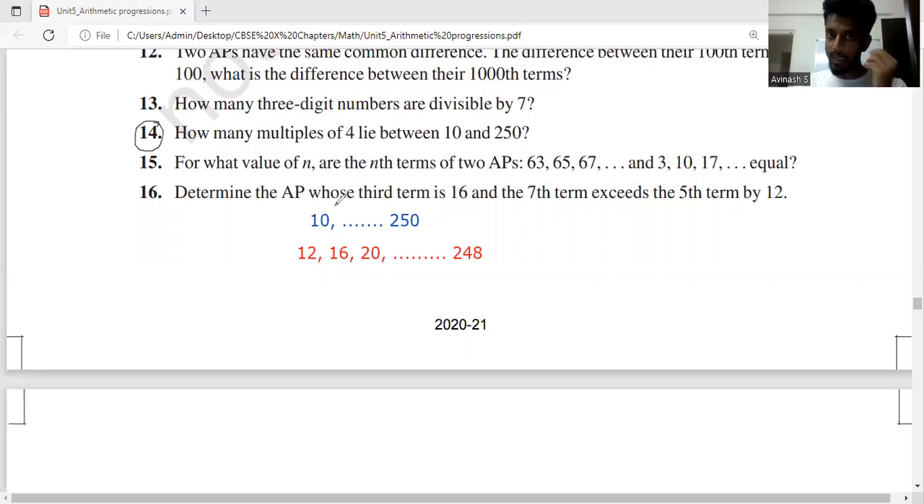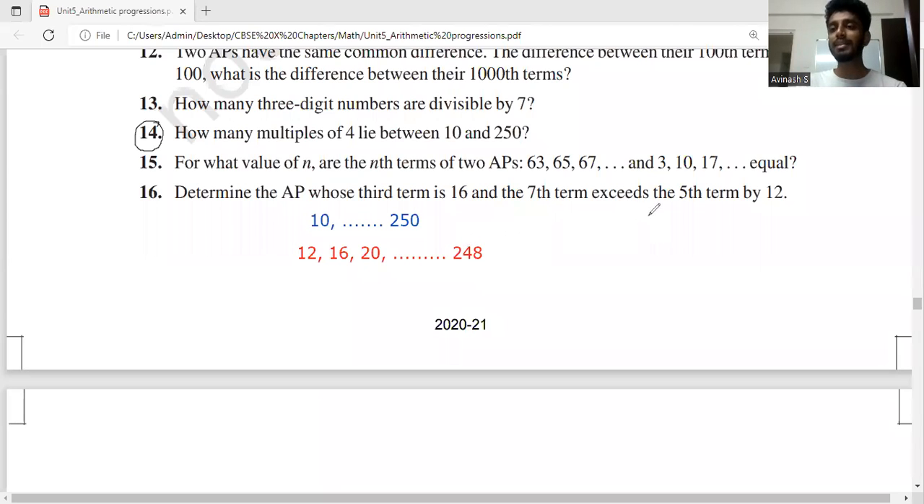So though the first two multiples of 4 are 4 and 8, we don't have 4 and 8 after 10. So after 10, the first number that is divisible by 4 is 12. And then the next number you will get by adding 4, 16, 20, and so on. And the last number will be 248.